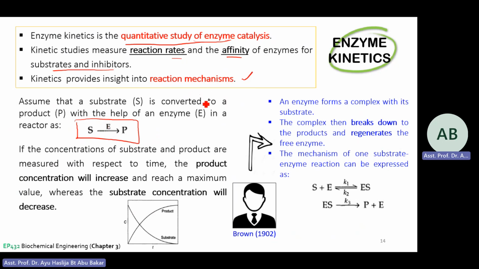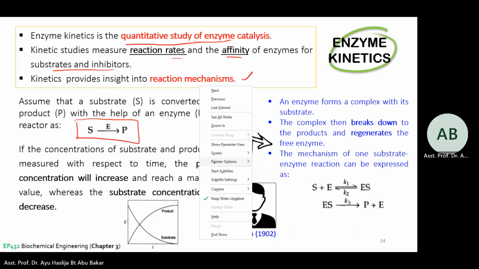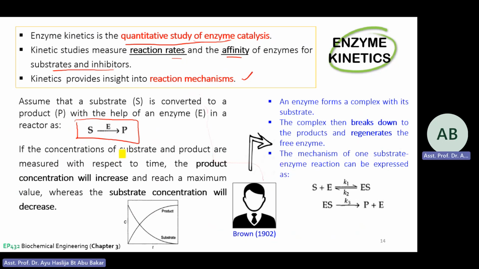If the concentration of substrate and product are measured with respect to time, the product concentration will increase and reach a maximum value, whereas the substrate concentration will decrease. So when substrate reacts with enzyme, along the way, it will produce product. So the higher the product, the substrate amount will be reduced because it has been consumed by the enzyme to produce the product. So they work vice versa. Product maximum, substrate will be lesser, will be minimum.